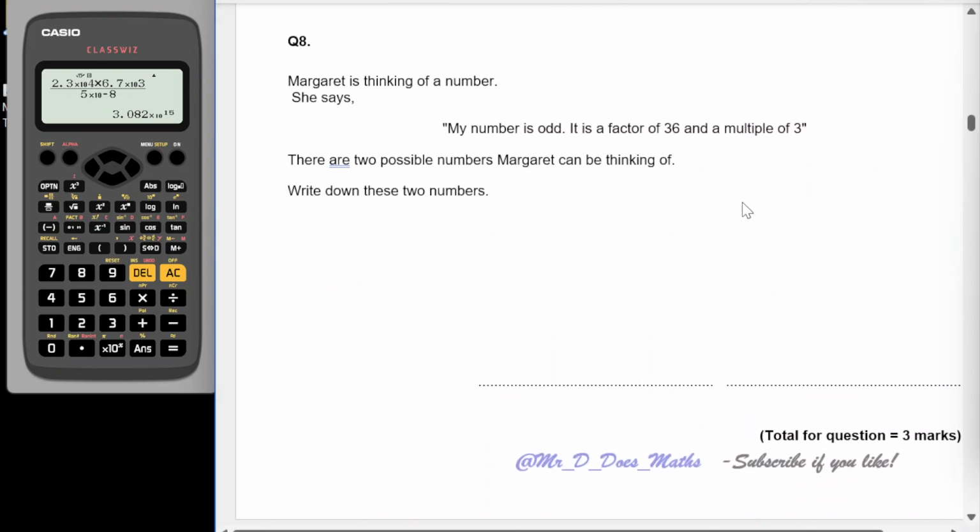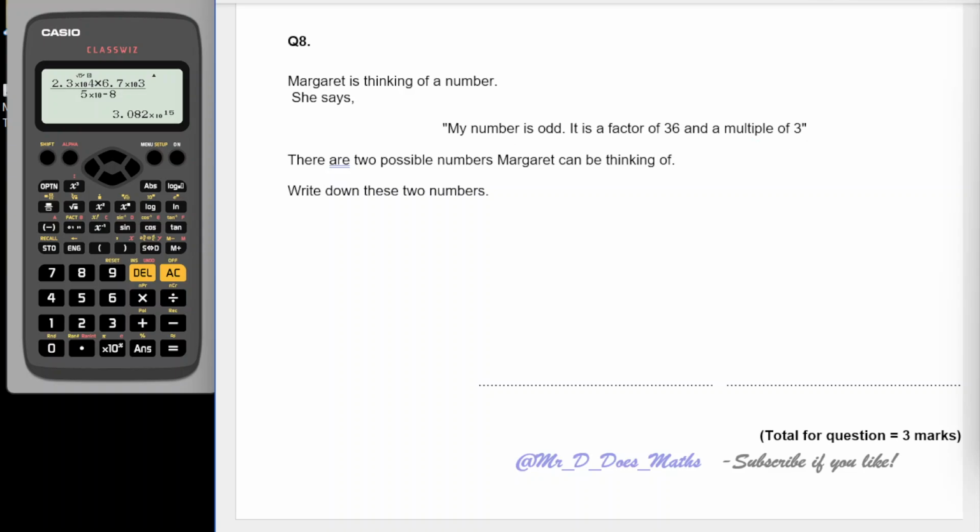Okay, question 8. Margaret is thinking of a number. She says, my number is an odd number. It is a factor of 36 and a multiple of 3. There are 2 possible numbers Margaret can be thinking of. Write down these 2. So I've got 3 key aspects here: number is odd, factor of 36, multiple of 3.